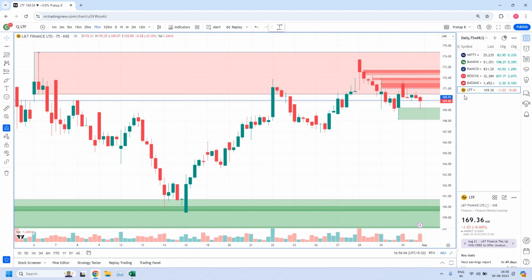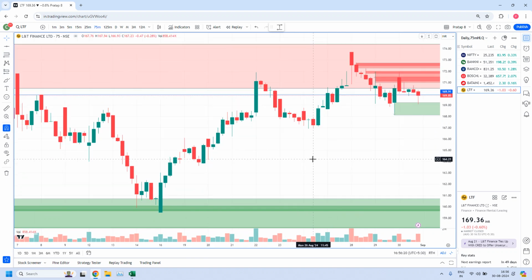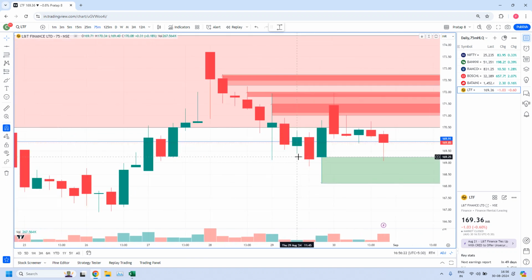So we have identified 4 high liquidity zones from the list from the daily time frame and 75 minutes time frame. And a couple of trades we got today. The first one is from LTF. LTF we have 2 trades.